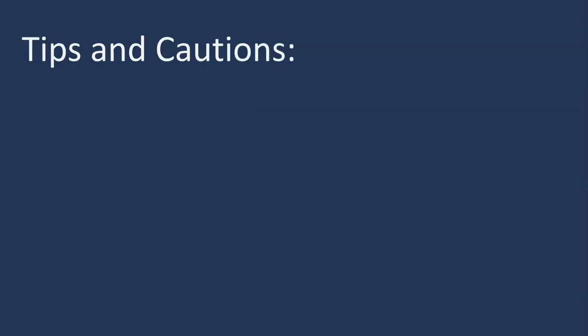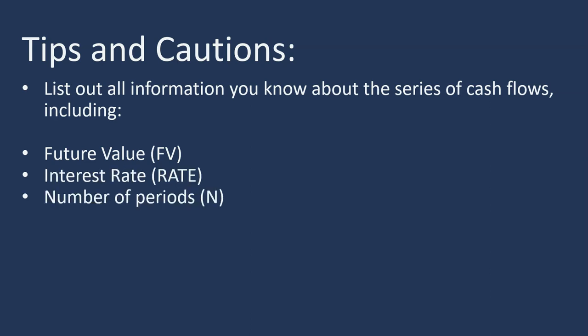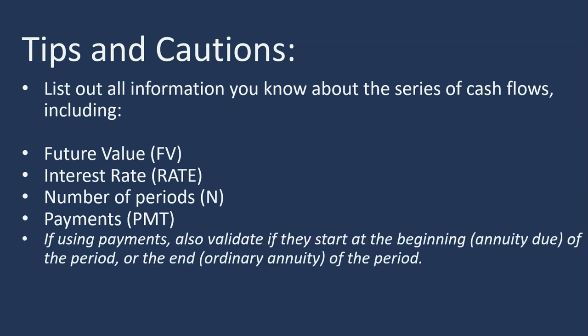So some tips and cautions with this formula: just like with any of the other finance formulas in Excel, make sure to list out all the information you know about the series of cash flows, including the future value if you have one, the interest rate, the number of periods, and the payments if there are any. Also, if you're using payments, make sure to validate if they start at the beginning of the period, which is an annuity due, or at the end of the period, referring to an ordinary annuity. Some formulas contain a guess argument. PV is not one of them, so we won't spend any more time talking about it.